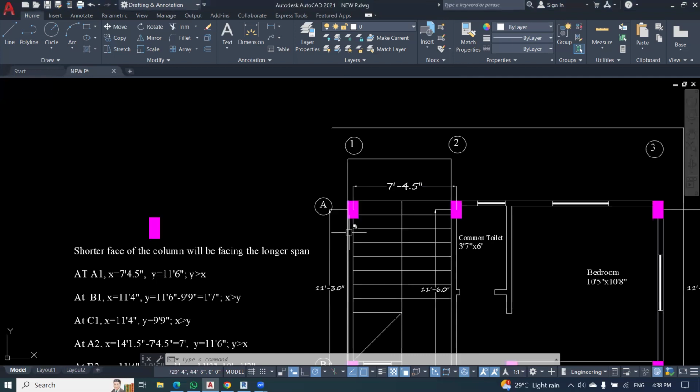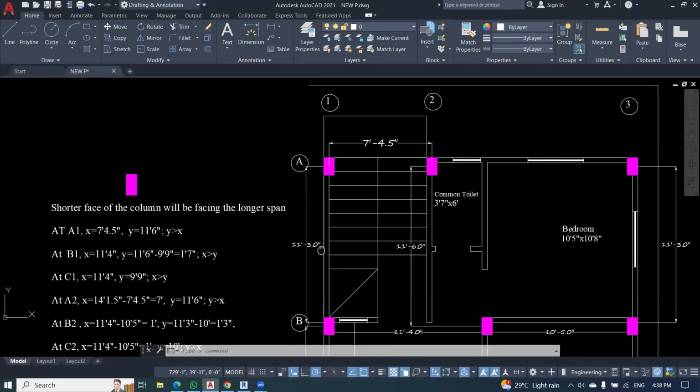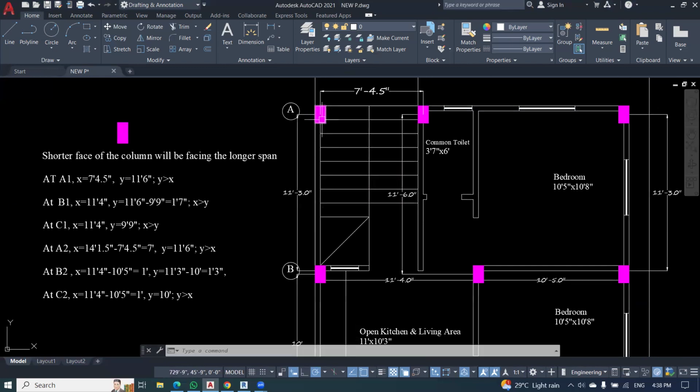So now, this was the longer span, so we turned the column over this face. Here this beam is a little longer, therefore we turned it this way.